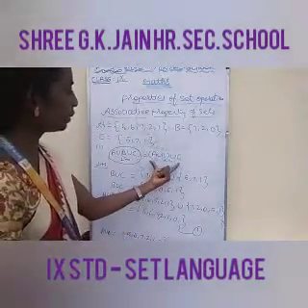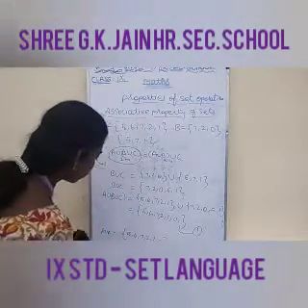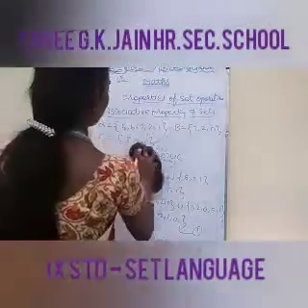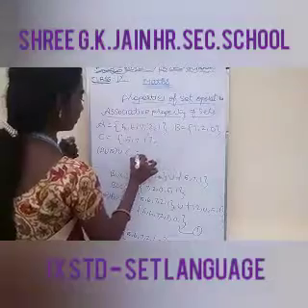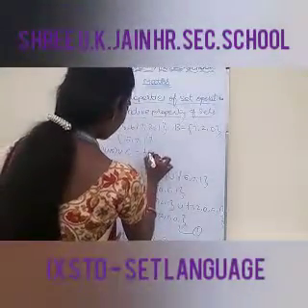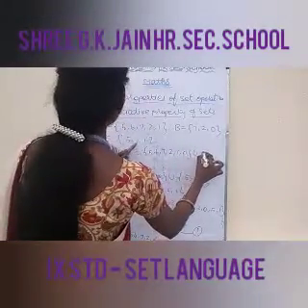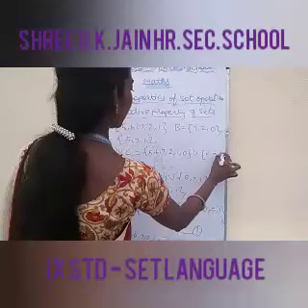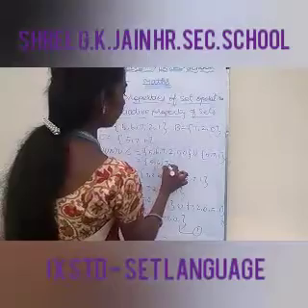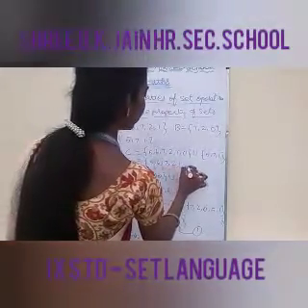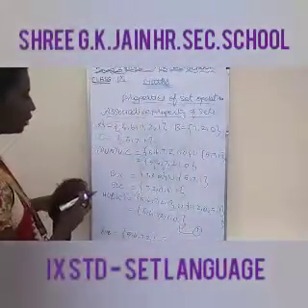Okay, then A union B union C. This is your A union B is 5, 6, 7, 2, 1, 0. Union, what are the elements of C? 5, 7 and 1. So finally we are getting 5, 6, 7, 2, 1, 0 and 5, 7, 1 is already here. So this is your A union B union C.